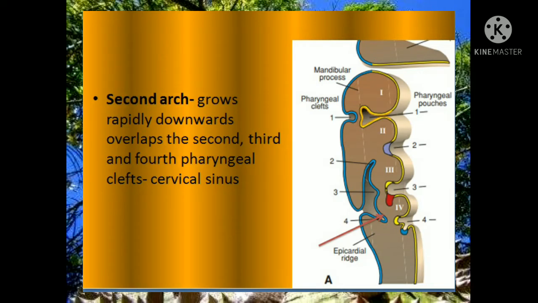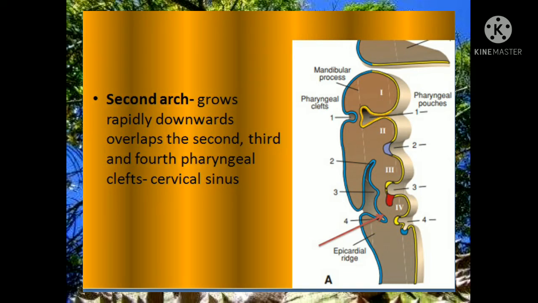The second arch mesoderm overgrows the succeeding arches and comes to overhang them. The space between the overhanging second arch and the third, fourth, and the sixth arches is called the cervical sinus.